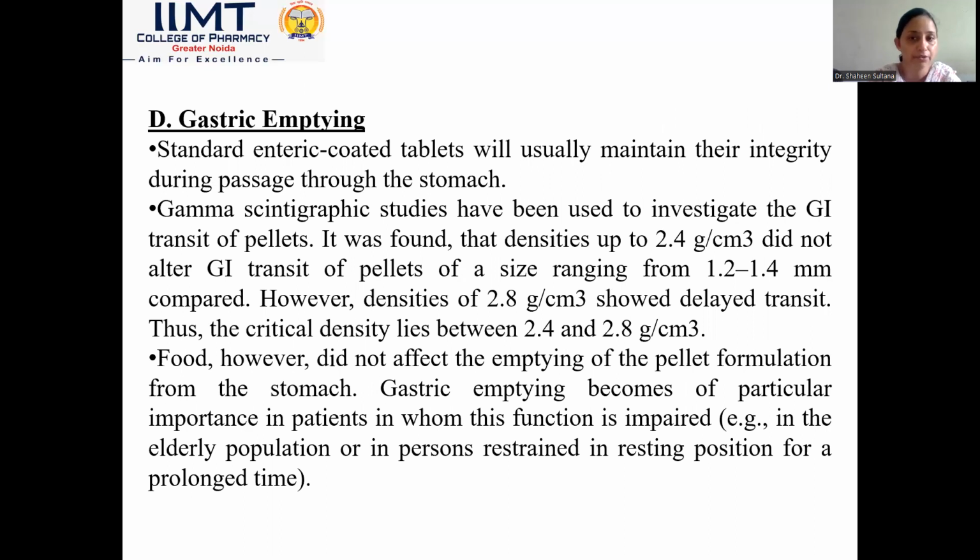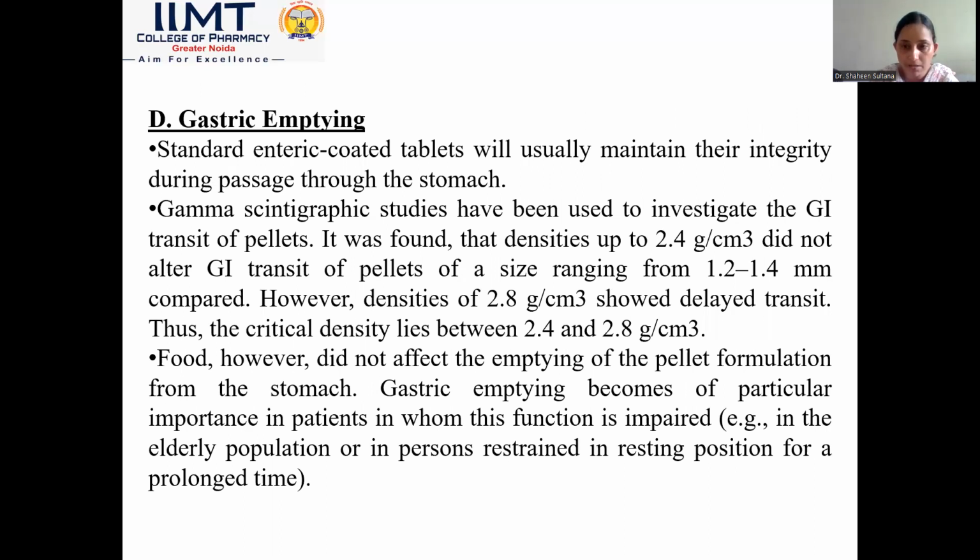Now next is gastric emptying. The standard enteric-coated formulation should stay a short time in the stomach and a long time in the intestine, and release the drug and show the action. But the gastric emptying rate will be affected by the food or by the type of formulation.